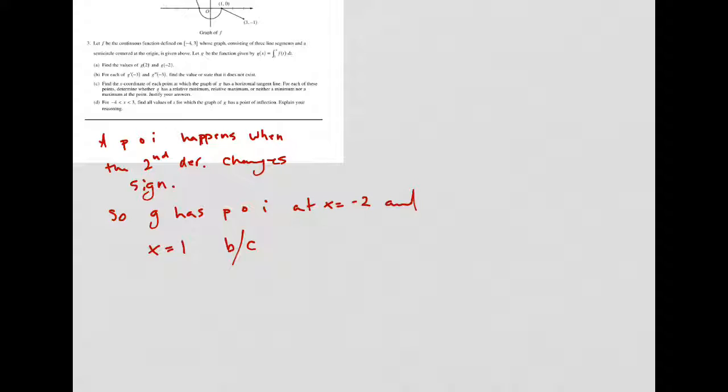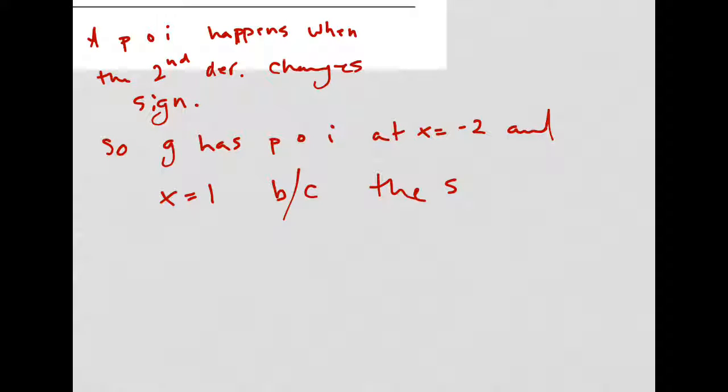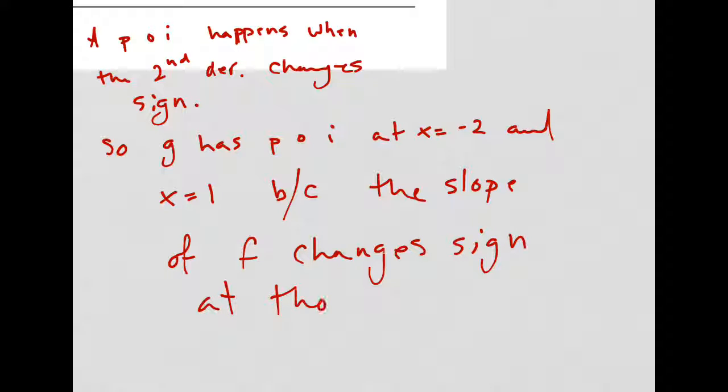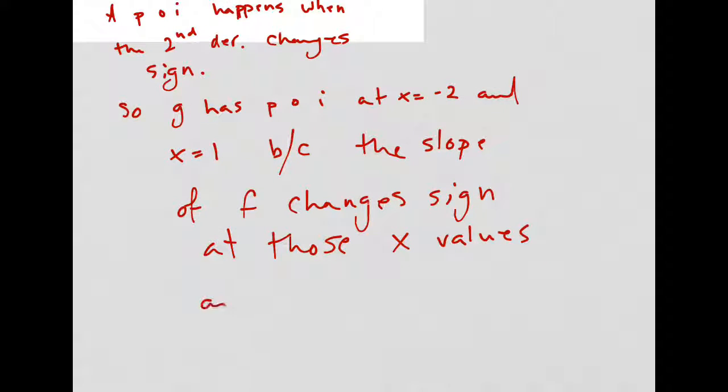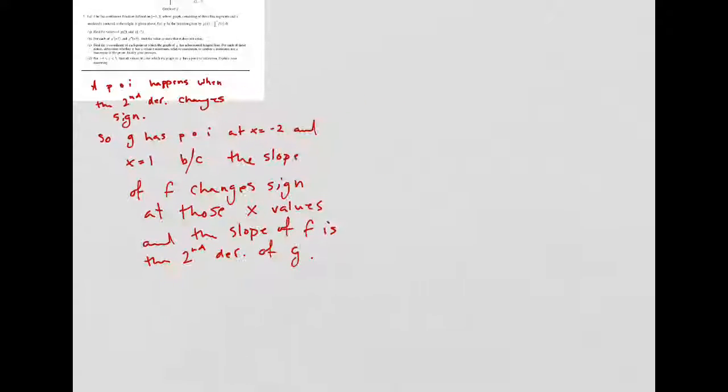The slope of f changes sign at those x values, and the slope of f is the second derivative of g. There we go. Lots of writing. Yes, that's what it is.